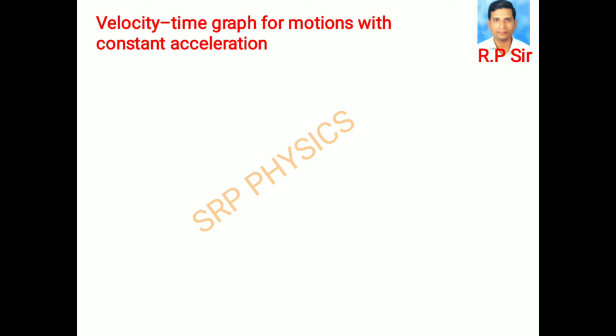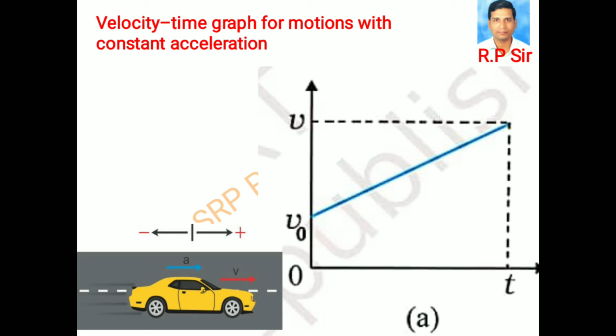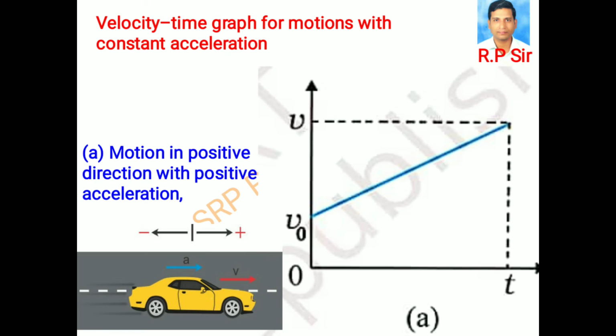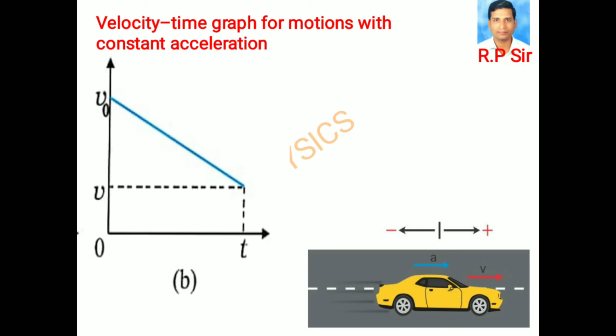Let us discuss the velocity time graph for motions with constant acceleration. This graph represents the motion of an object in positive direction, where the velocity increases from initial velocity v0 to the final velocity v in time t. Thus, the acceleration becomes positive. Shortly, we can say this graph represents motion in positive direction with positive acceleration.